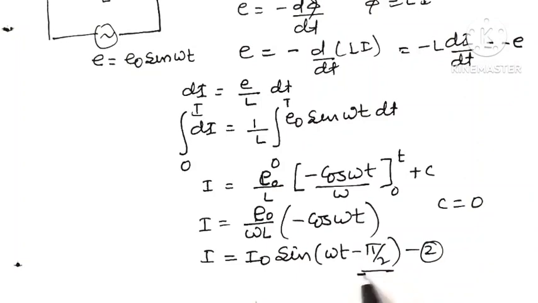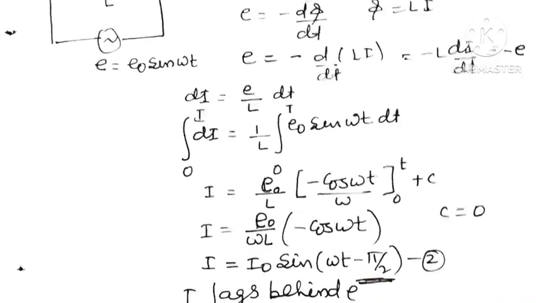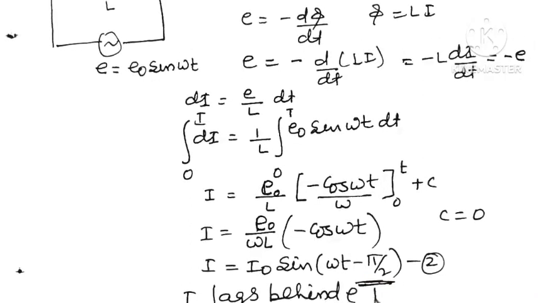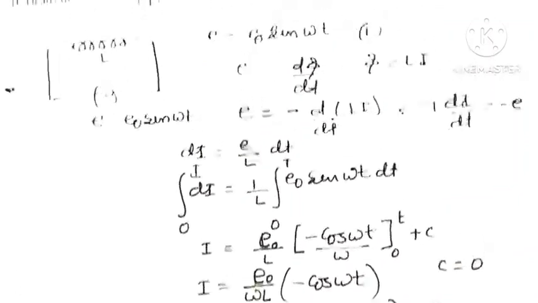The presence of the factor minus pi by 2 indicates that this current I lags behind the voltage. Current I lags behind the voltage E by a phase angle of pi by 2. So current in an inductor always lags behind the voltage by pi by 2.